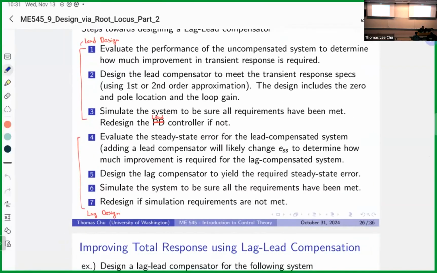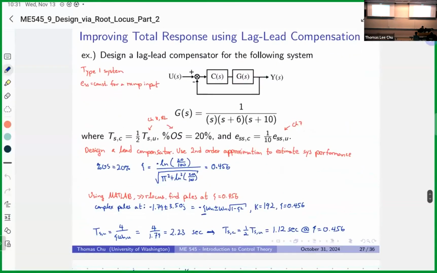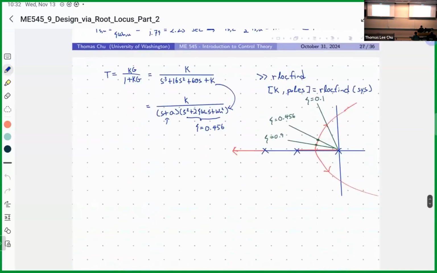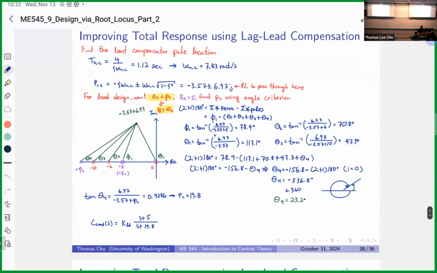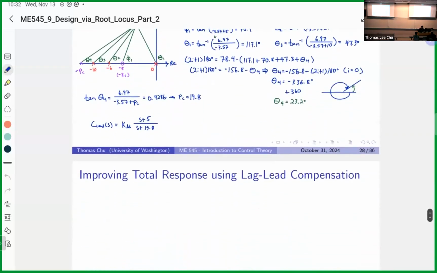Okay, so yesterday we started this example where we're trying to reduce the settling time by half, while maintaining 20% overshoot, and reduce the steady state error by a factor of 10, so 1 over 10 of the uncompensated system. We were able to find the lead pole with an arbitrary lead zero placement, and that's where we stopped. So now we're going to move on to the lag design.